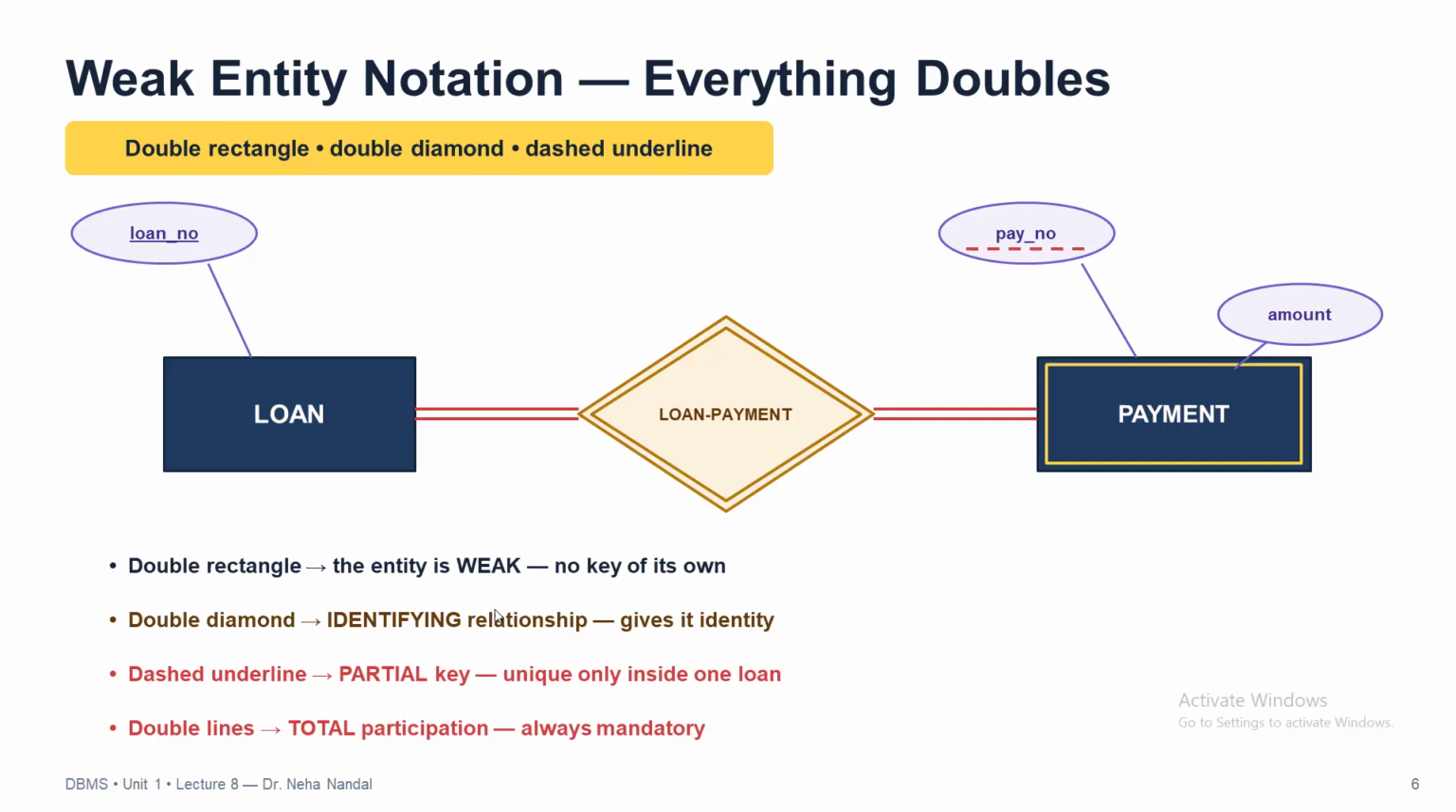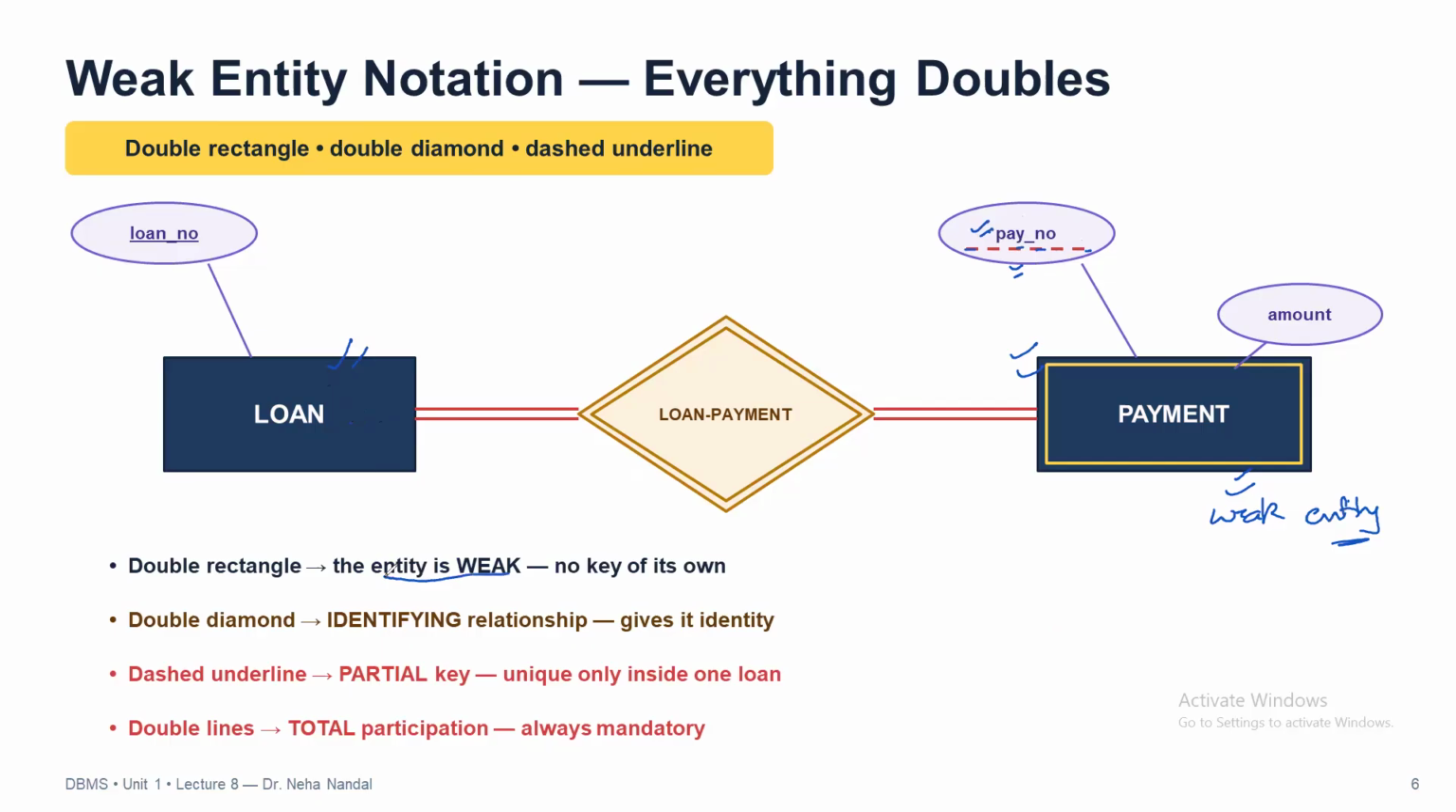Here it is actually easy to remember because there is only one rule for the notation for weak entities: everything doubles. So a weak entity gets a double rectangle. That is your payment. Payment will be shown as a double rectangle. You can see, this is the representation itself. The reader will know by itself that payment is a weak entity. And its pay number is shown with a dashed line. That means it is dependent on the parent entity, that is loan. That is the meaning.